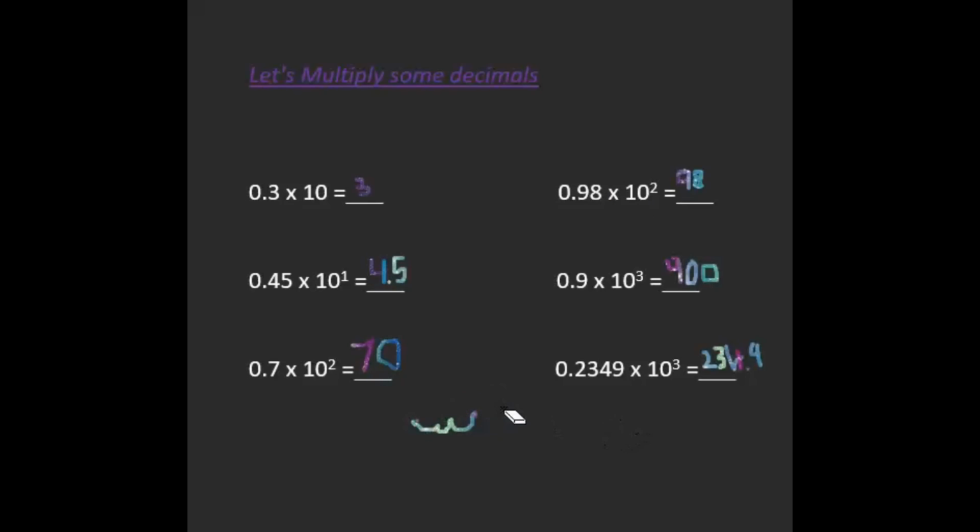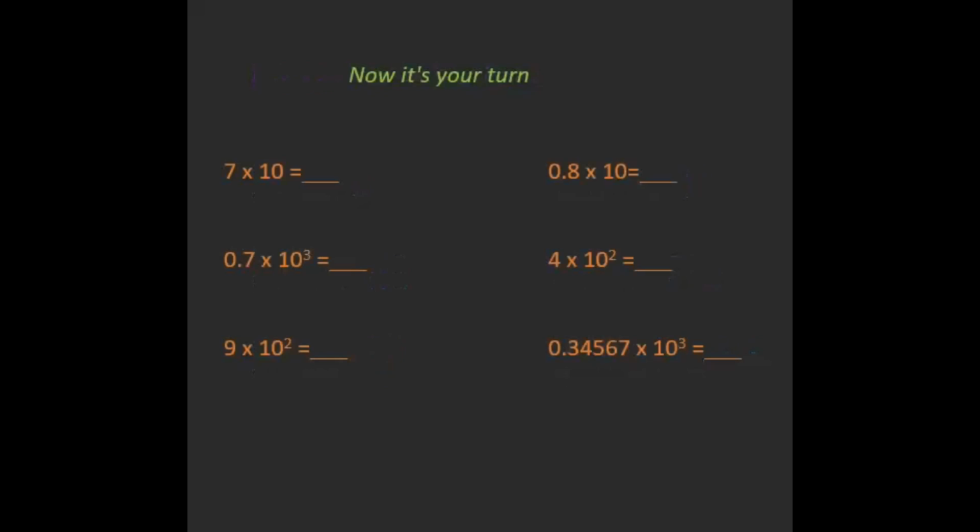So there we have it. That's how to multiply decimals by the powers of 10. So now it is your turn to show me what you've got. Take this time here, pause the video, and work out all of these problems by yourself. Make sure you have your answers ready, because I'm going to be checking them with you. Okay, let's pause the video now.